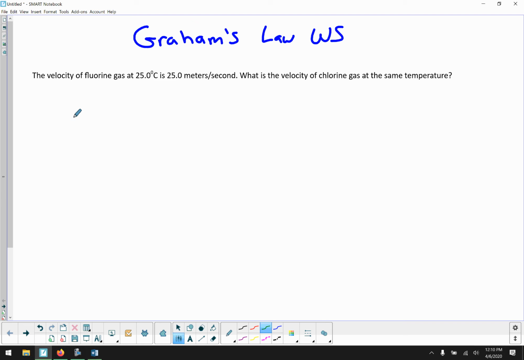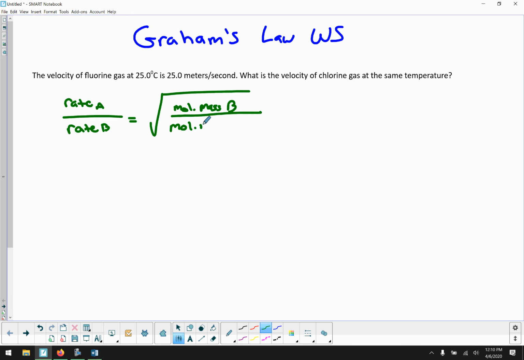So it's going to be, and again, Graham's Law is rate A over rate B equals the square root of the molar mass of B over the molar mass of A. It's very important to remember that you have to invert A and B. So if A is on the top in the rate, it has to be on the bottom for the molar mass. They're inverted. That's Graham's Law. You can't just not invert them and expect it to work. It won't. That's the wrong equation.